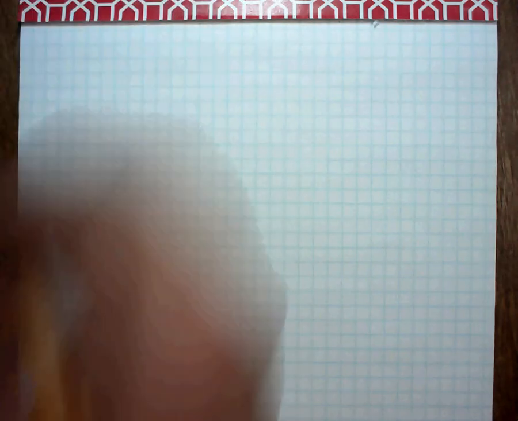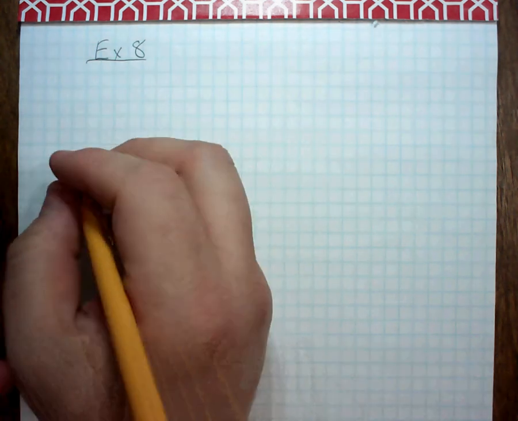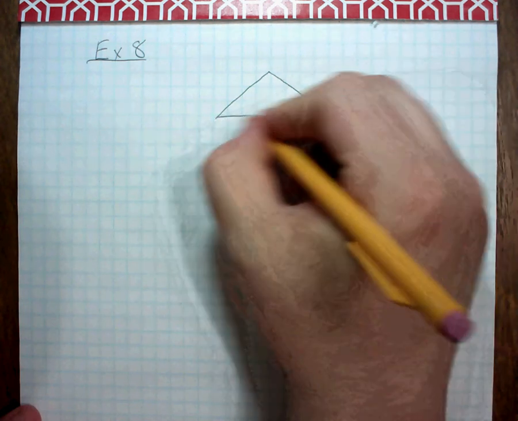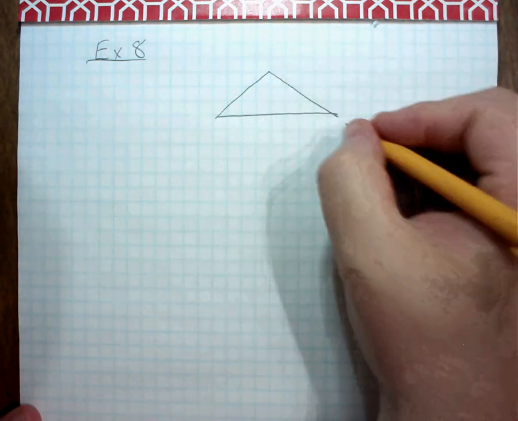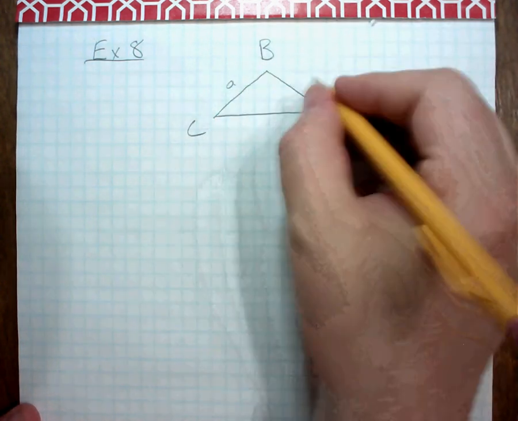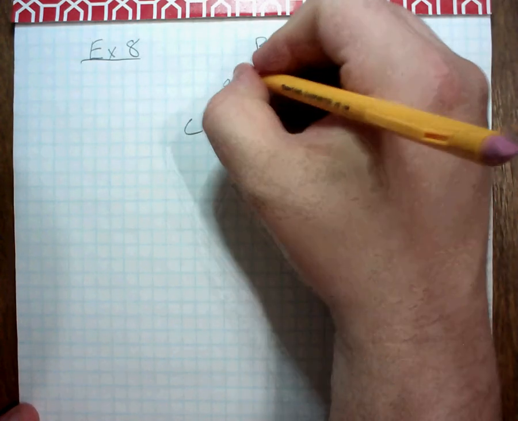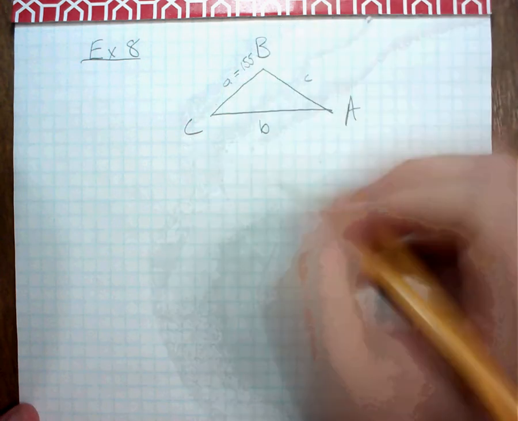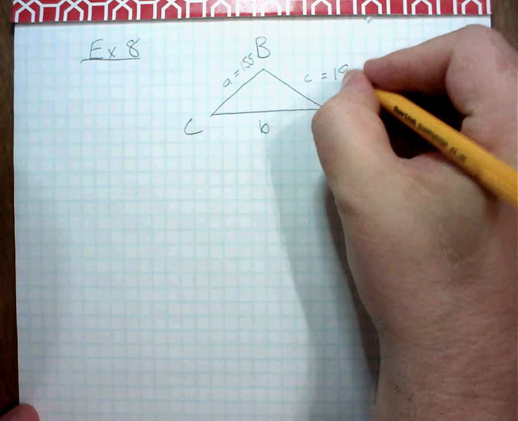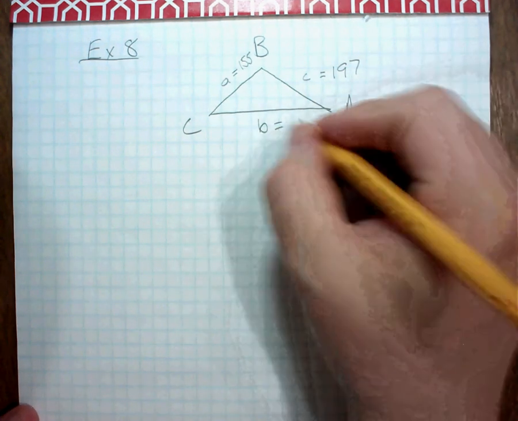Alright, so for example number 8, we're given another triangle that looks like this, where this is A, this is B, and this is C. So this would be lowercase a, this would be lowercase c, and this would be lowercase b. And we're told that this side length is 155, this side length is 197, and this side length is 316.